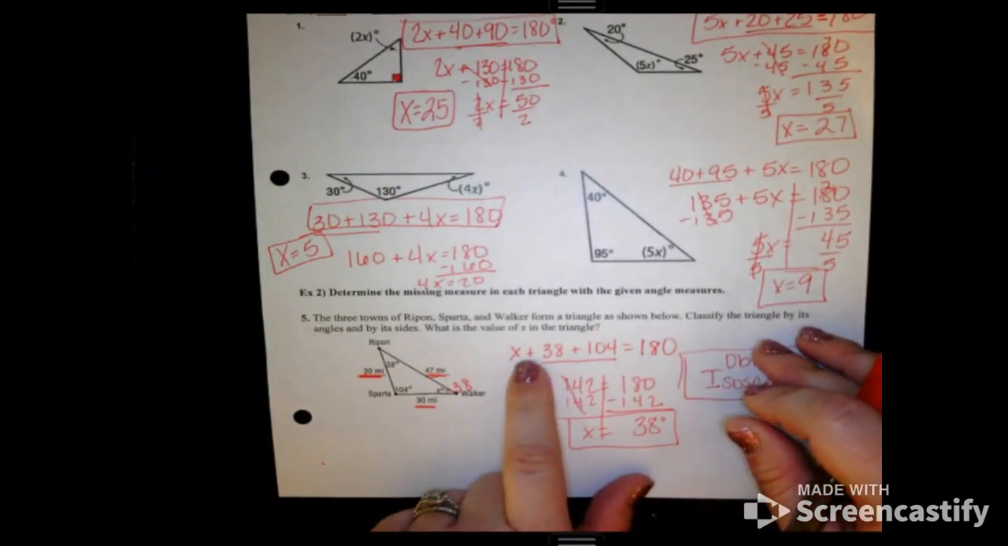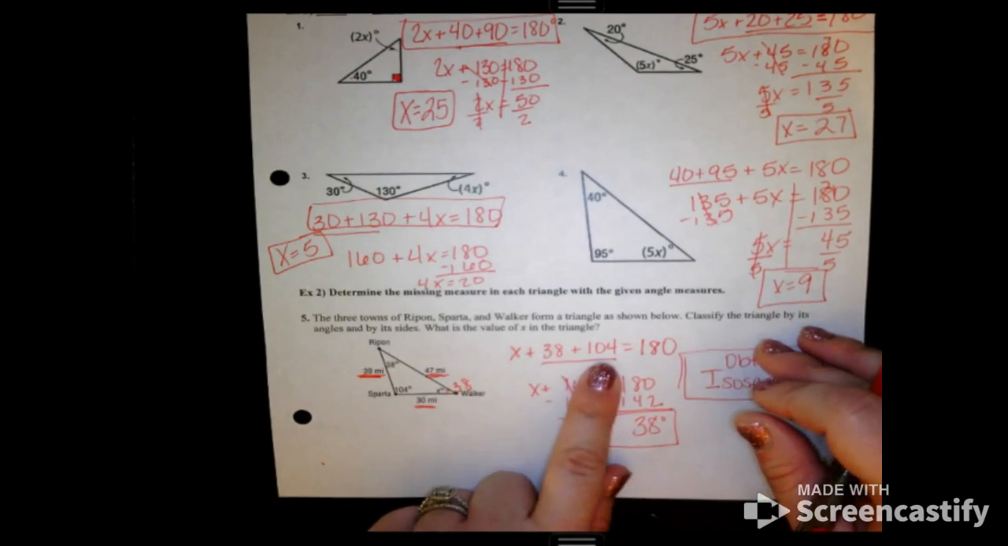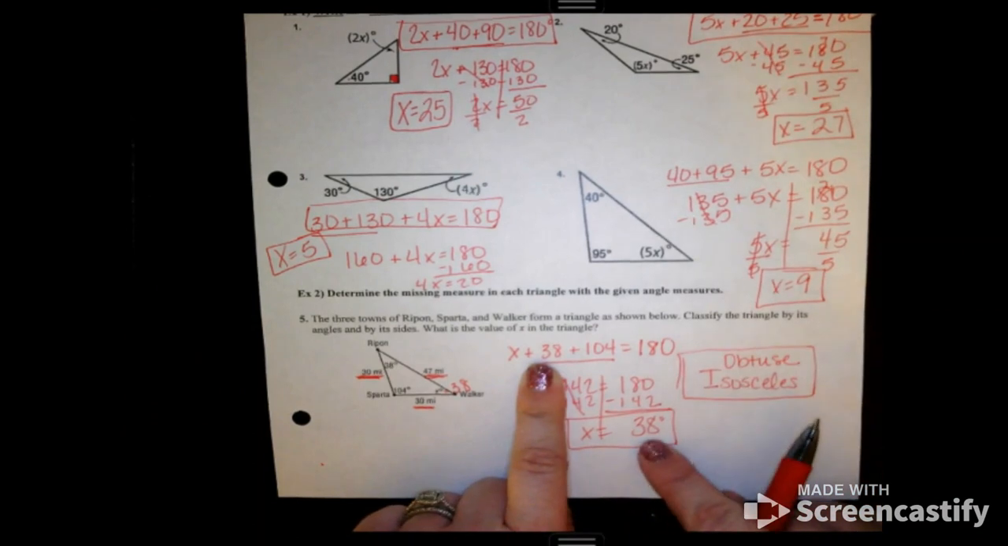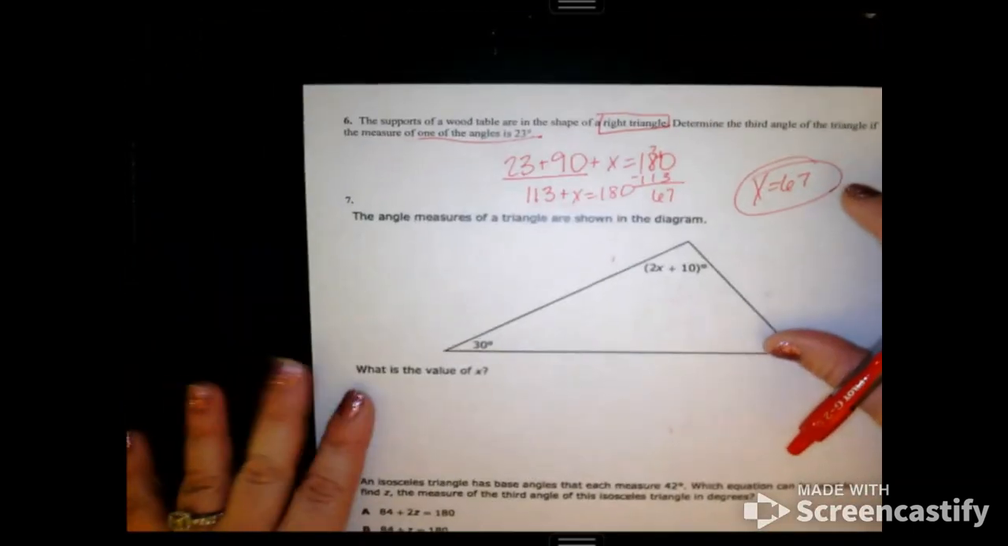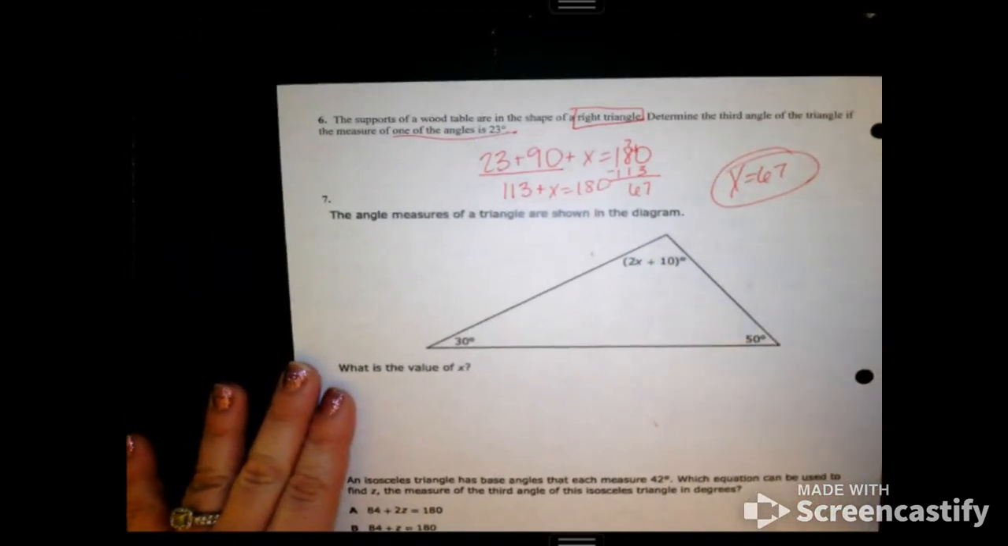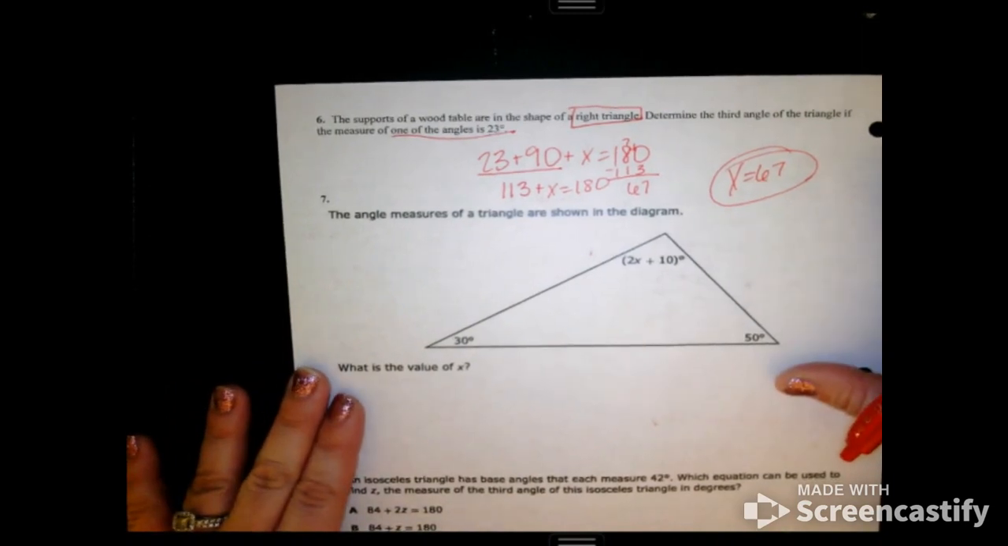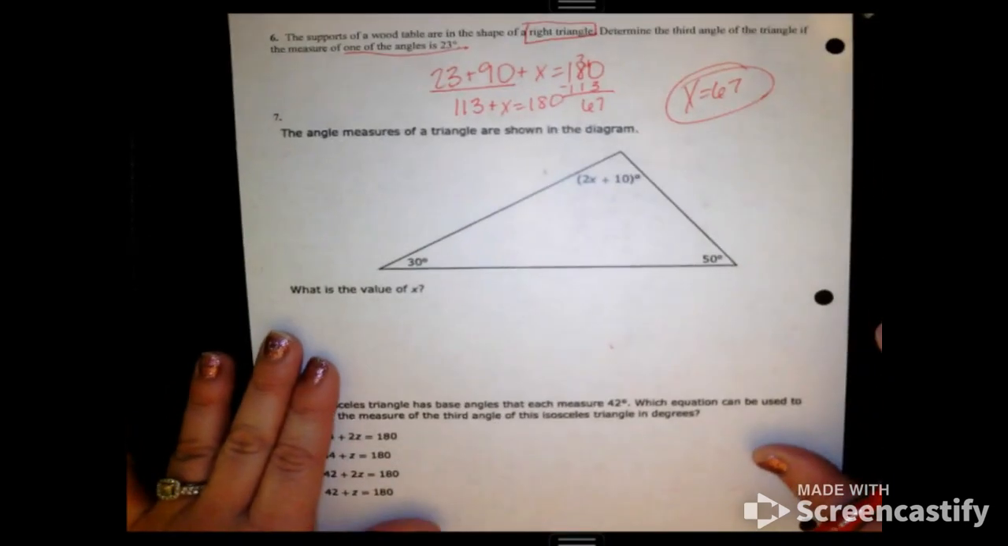Because right here, I had x plus 38 plus 104. Well, if I just did 104 minus 38, that's not going to give me 38. Right? So, yeah, don't do that every time. It shouldn't work, yeah, that won't work.